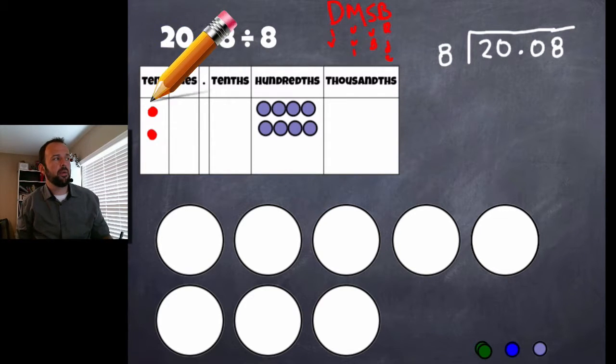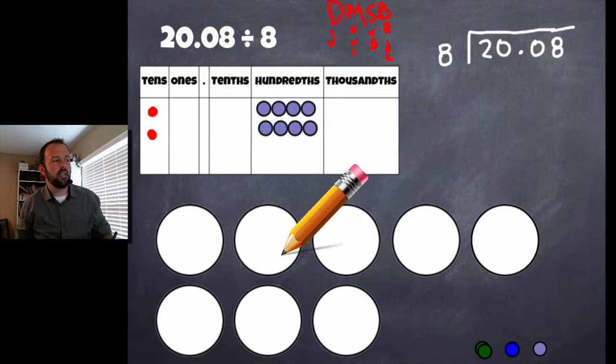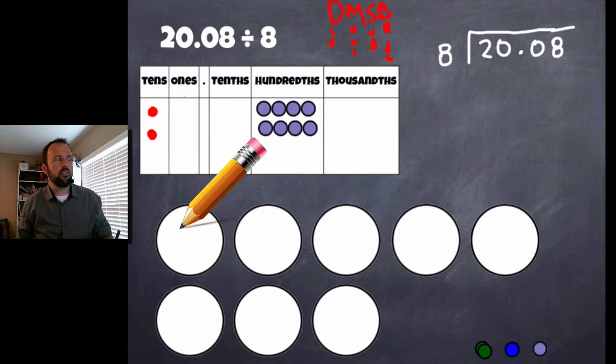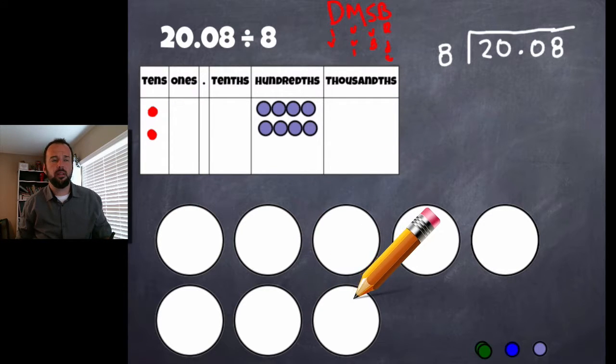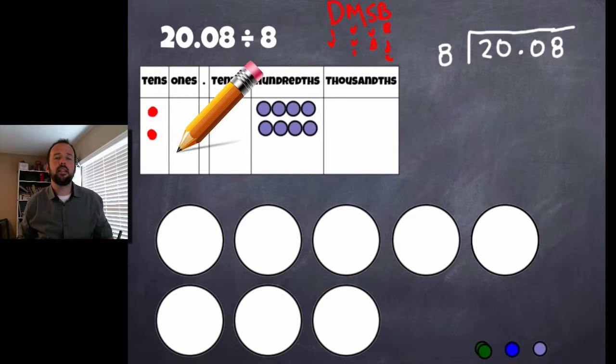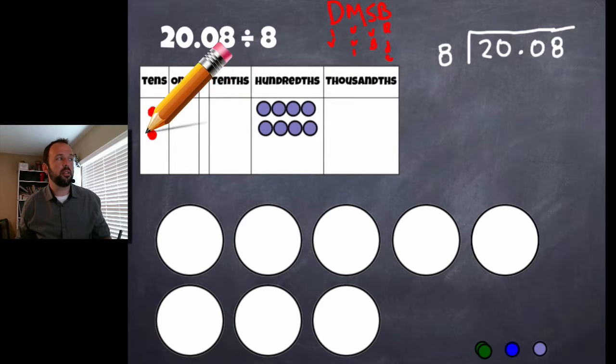All right, so I'm going to start with my 10s, and I'm going to divide them into these 8 groups, right? But can I do that? Can I evenly put these 2 10s into these 8 groups? I can't, right? So I'm going to have to think of these 2 10s in a different way. I'm going to have to move them into my 1s.